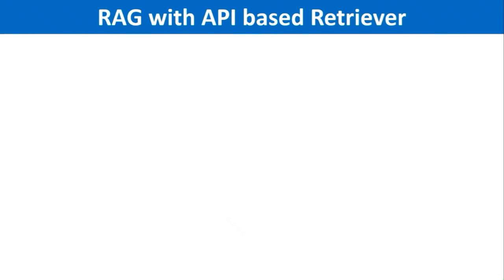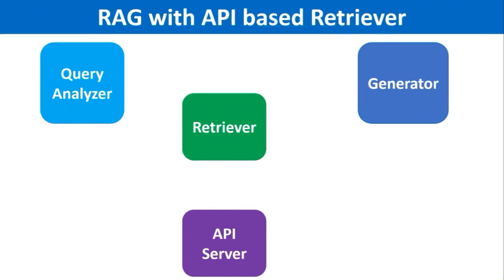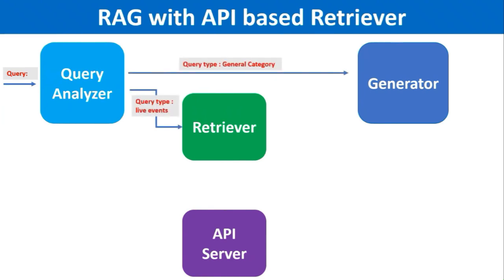All right, now let me walk you through the implementation design of this use case. So we have these key components: query analyzer, retriever, generator, and API server. The flow begins with the user submitting a query. The query analyzer processes the query to determine the user's intent or category. For instance, it might classify the query as being about general knowledge or a live stock price query. Based on the query type, the system decides if the query requires fetching live data from an external API server. If needed, the query is passed to the retriever.